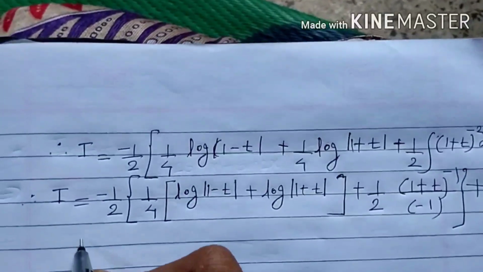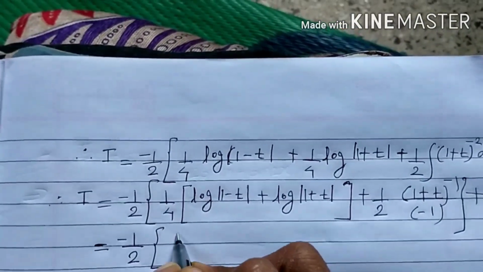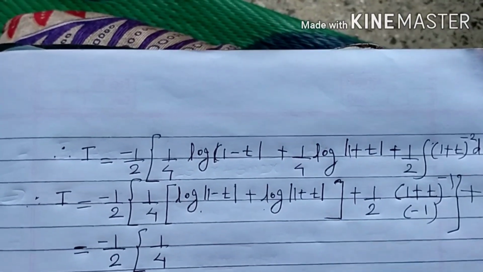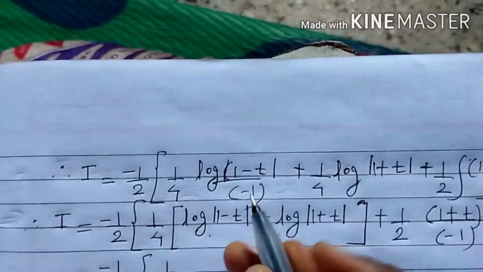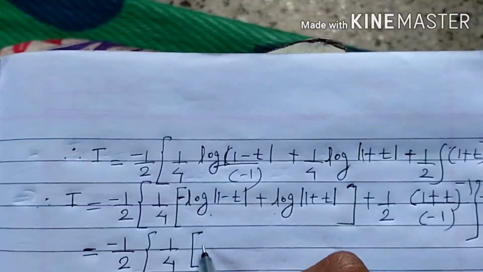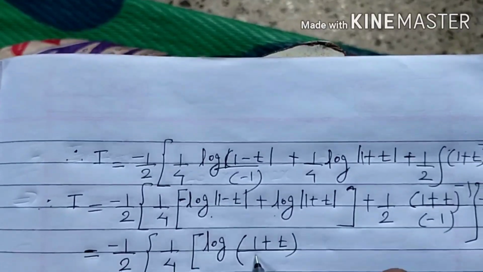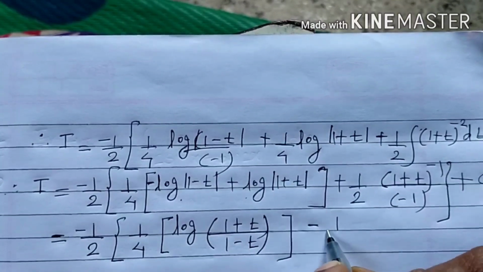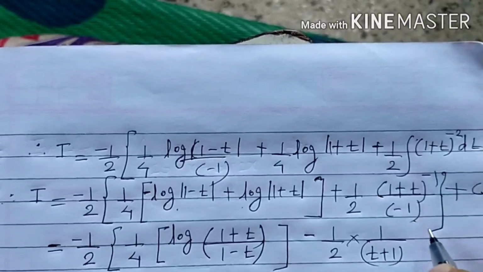Okay, so it is minus 1 by 2 into 1 by 4 log a plus log b. Sorry, here is one mistake, here is minus 1, so we get log of (1 plus t) upon (1 minus t), and this is minus 1 upon 2 into 1 upon t, plus 1 plus c.